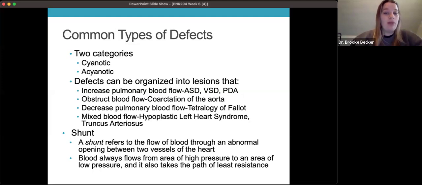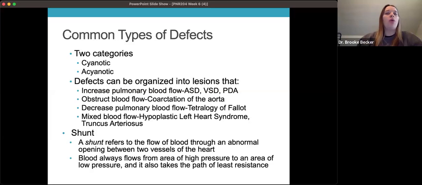Decreased pulmonary blood flow lesions are going to be your cyanotic lesions. I said that wrong earlier. So your tetralogy of Fallot, your hypoplastic left heart, and your truncus arteriosus, those are all going to be cyanotic lesions. A shunt refers to the blood going from the typical opening to the abnormal opening.